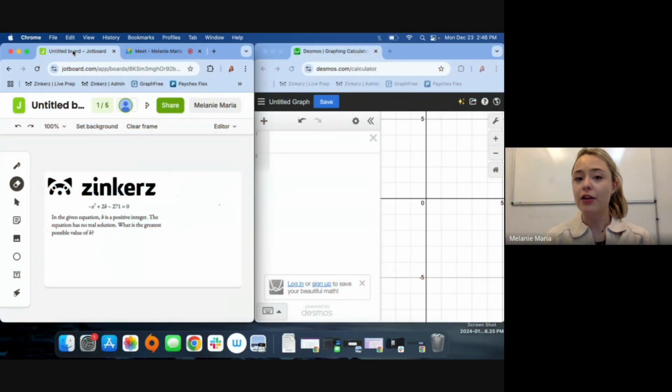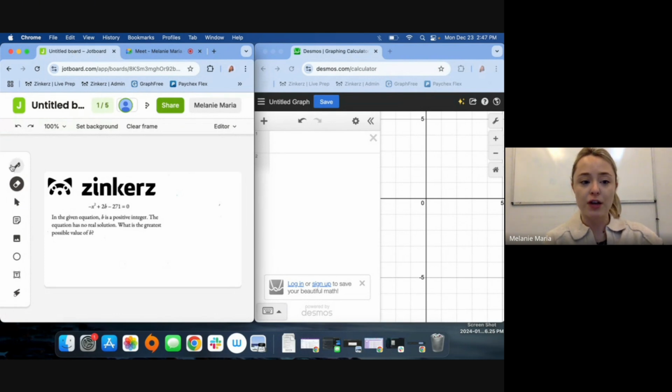Let's take a look at another digital SAT question and how we can use Desmos to help us solve it. This question says, in the given equation, b is a positive integer. The equation has no real solution. What is the greatest possible value of b? And we're given negative x squared plus 2b minus 271 equals 0.